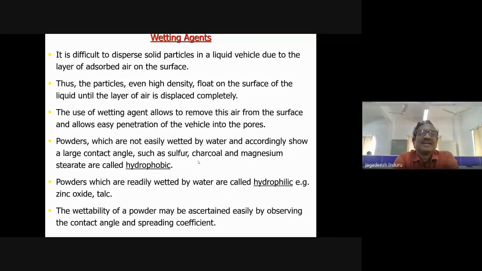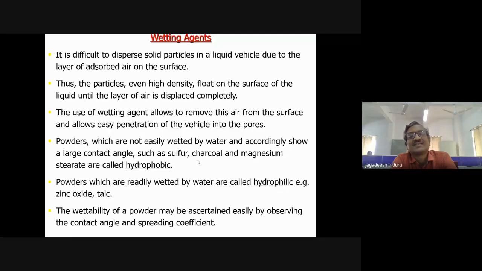Wetting agent. It is difficult to disperse the solid particles in the liquid vehicle due to the layer of adsorbed air on the surface. Most of the time, if the particle has enclosed surfaces and pores in it, it will have a tendency to float onto the surface like a meniscus. Above the meniscus, that is onto the surface, they won't enter into the bulk of the solution. So we need to remove that particular air so that they become denser, and that will cause the particle to enter into the bulk of the solvent. So this is what we need to understand here.